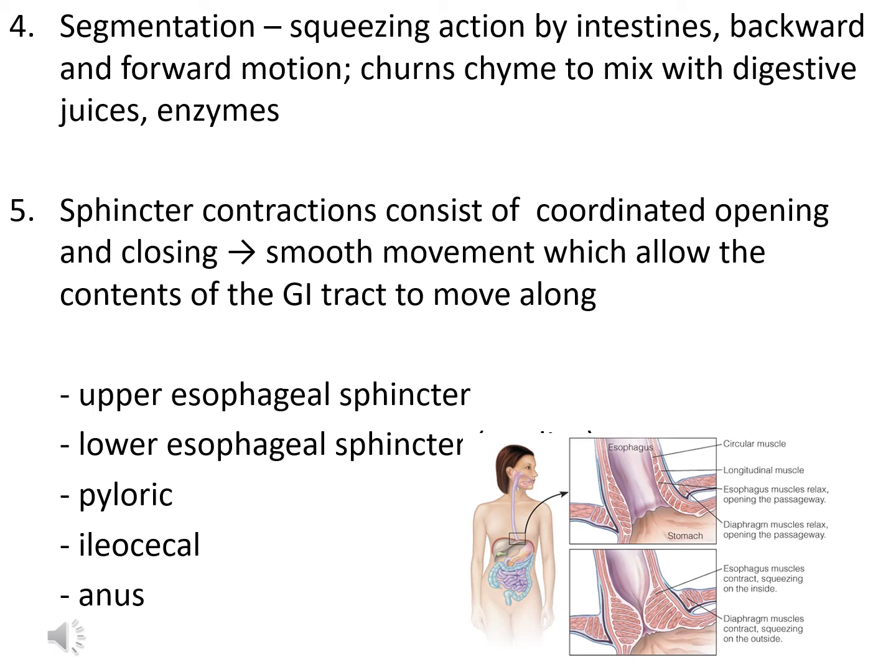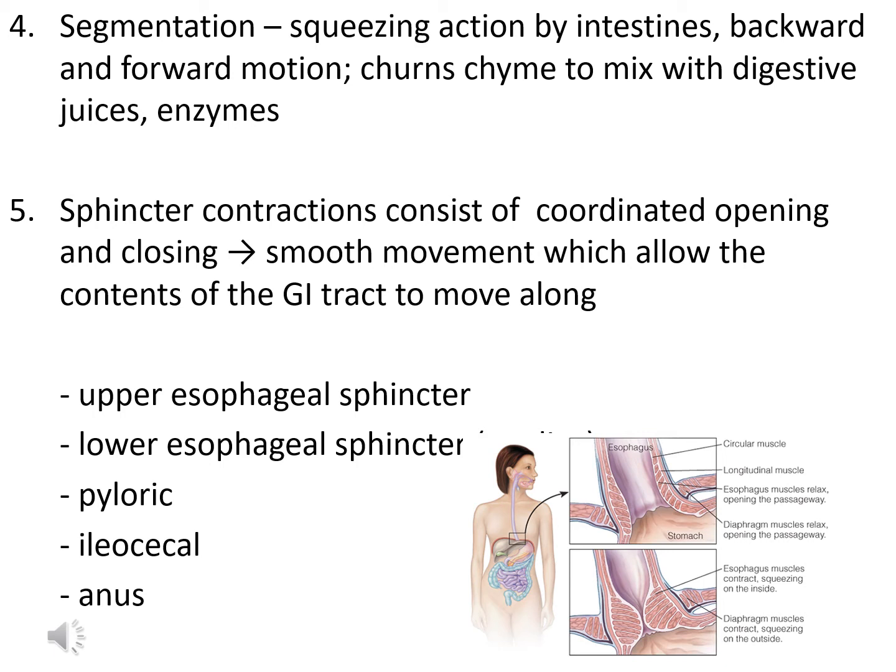The last muscular action to note are what are referred to as sphincter contractions. And these sphincter contractions consist of a coordinated opening and closing of certain areas along the GI tract. This coordinated opening and closing allows for the contents of the GI tract to move forward. The first sphincter to note is the upper esophageal sphincter, and this opens in response to swallowing. So this is what allows the bolus, which is created in the mouth, to slide through the esophagus down into the stomach. However, before the bolus can enter into the stomach, it has to pass through the lower esophageal sphincter.